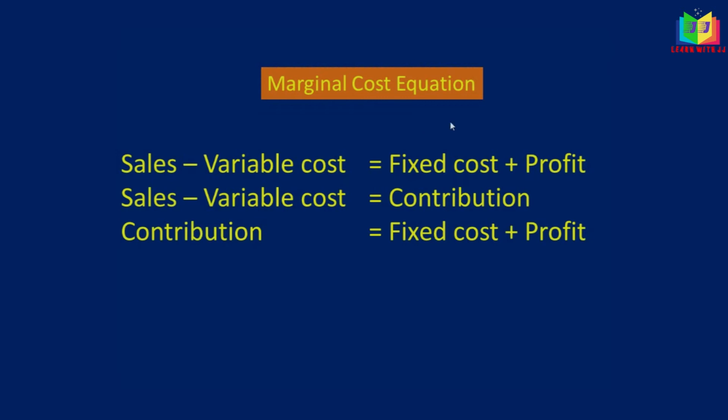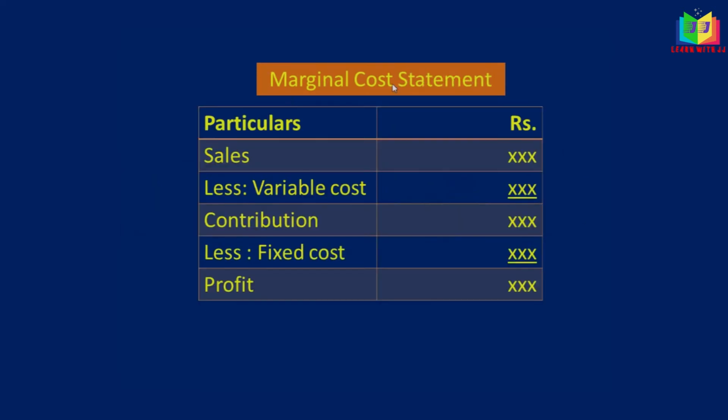This is the marginal cost equation. Sales minus variable cost is equal to fixed cost plus profit, and sales minus variable cost is otherwise known as contribution. This fixed cost and profit is the contribution. Now we'll see the marginal cost statement. This is the marginal cost statement. Sales minus variable cost will get contribution, and contribution minus fixed cost will get profit.